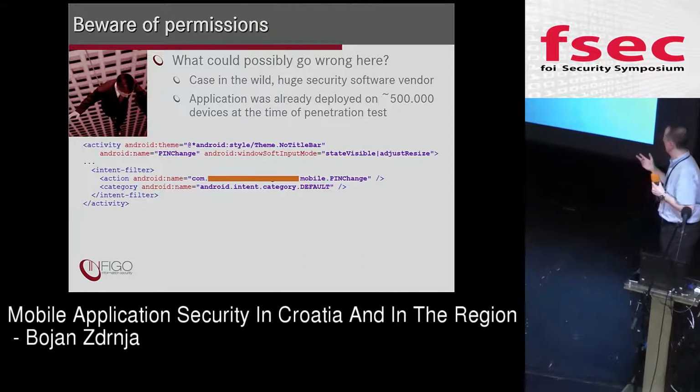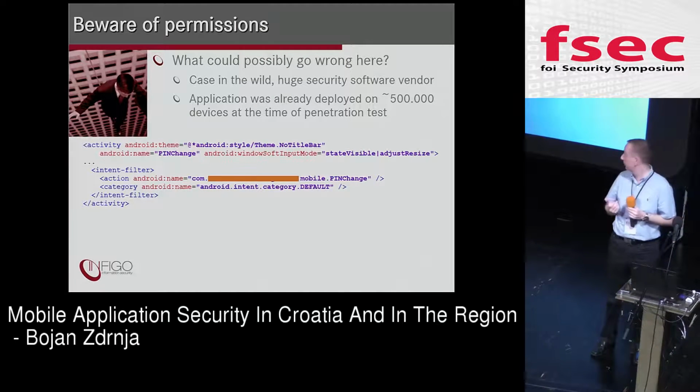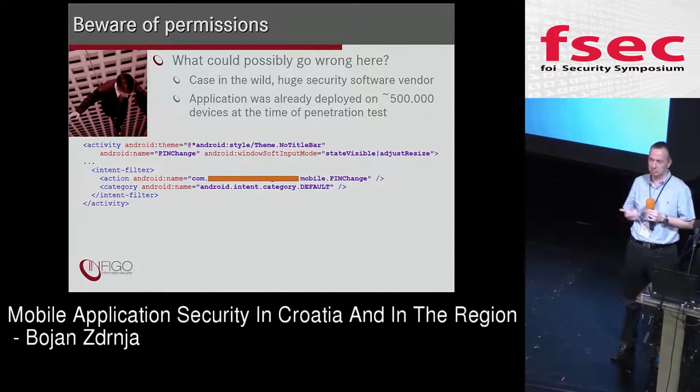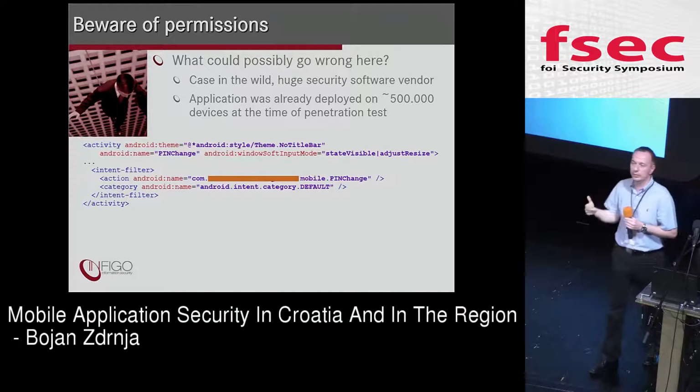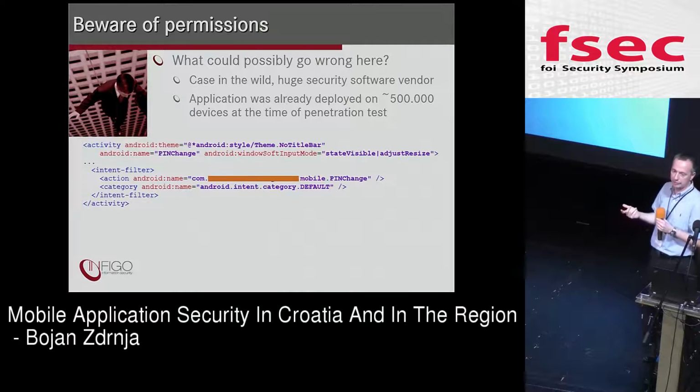So here, we have an intent which is called pin change. I think we can all understand what it does, right? Unfortunately, they opened it to the whole world, being your mobile phone. What does this mean? This means that another application on your mobile phone can actually call this function and change your PIN. Because the developer incorrectly wrote permissions in the manifest file.